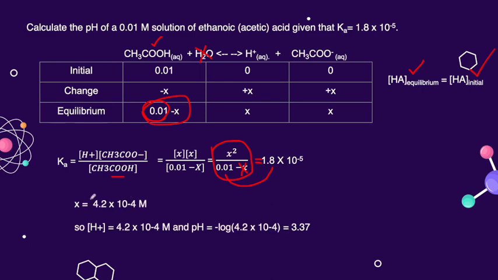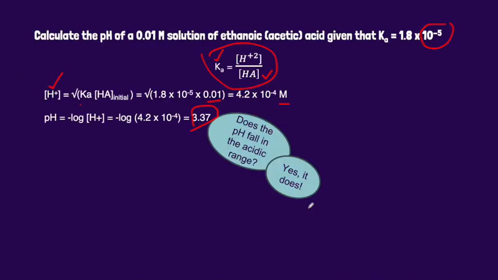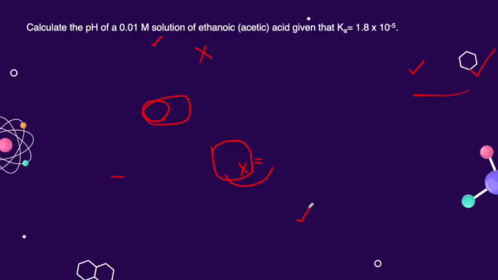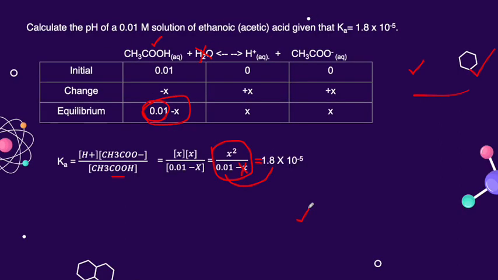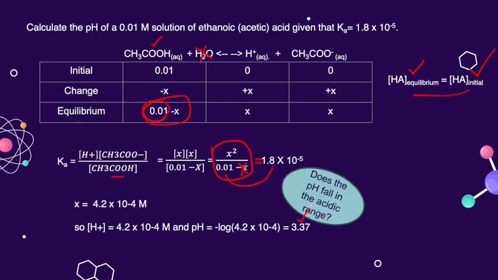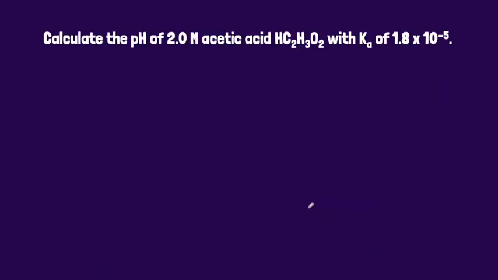Whether you use the quadratic equation or you do it my way, using this assumption, you would get the same molarity. And then you take a negative log of that, and you get the same answer. Notice how in both methods we're getting the same answer. All right, now let's do another problem.